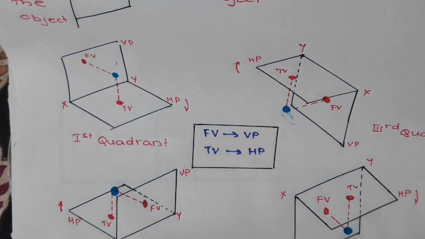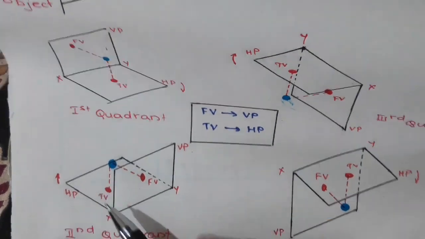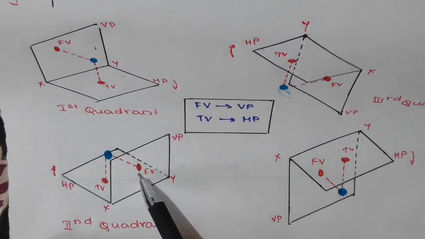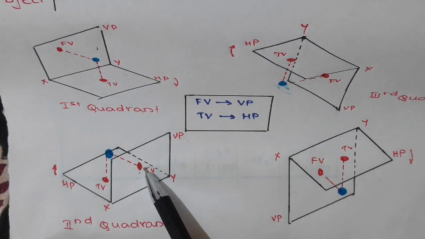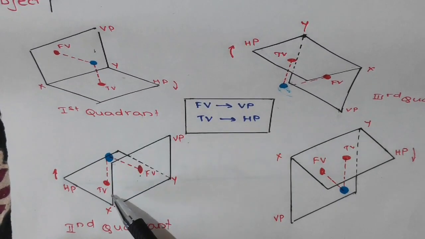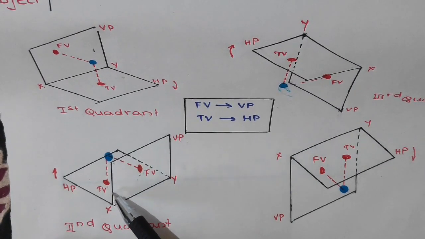The same thing happens in the second quadrant. We have the vertical plane and we have the horizontal plane here. An object is kept between the horizontal and the vertical plane. The front view will be on the vertical plane. The size of the front view again will be the same as that of the object. The top view will be on the horizontal plane and the size of the top view will also be the same as that of the object.